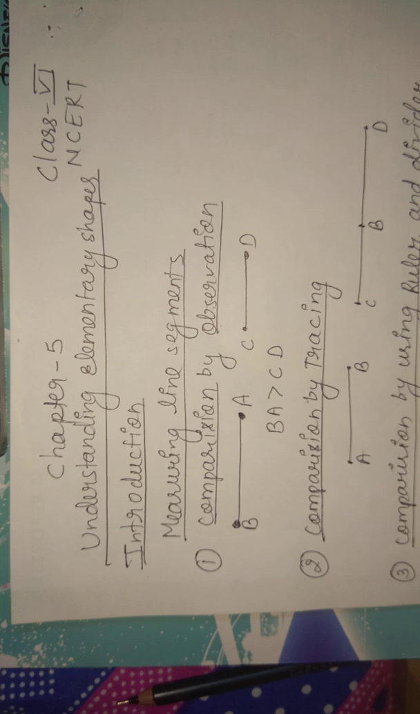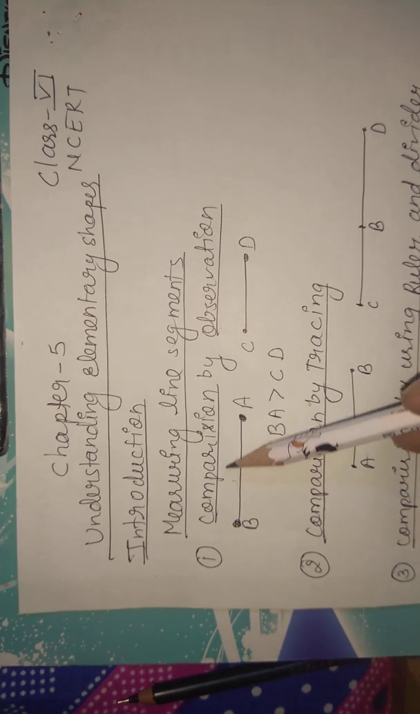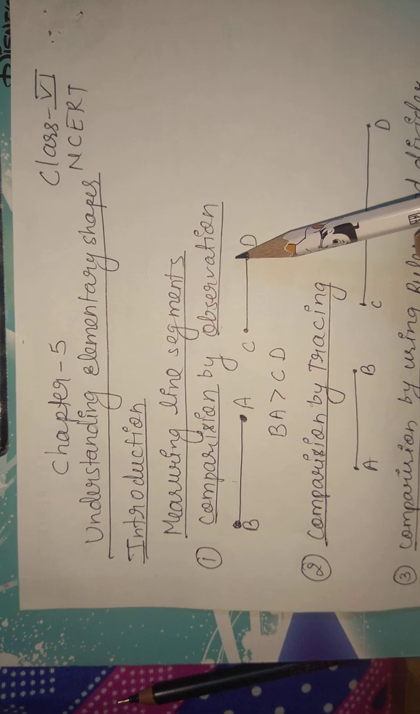So, to measure line segments: a line segment is a fixed part of a line, so it must have some length. We can compare any line segments on the basis of their length. There are a few methods to measure a line segment. First one is comparison by observation.